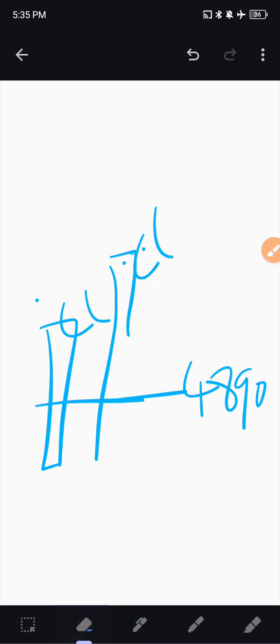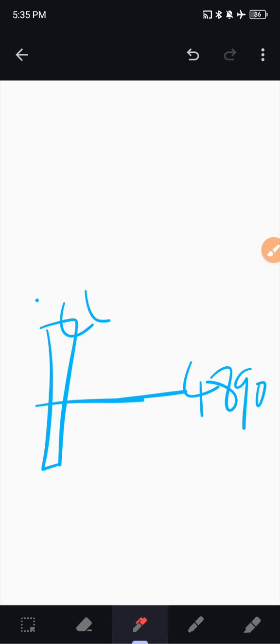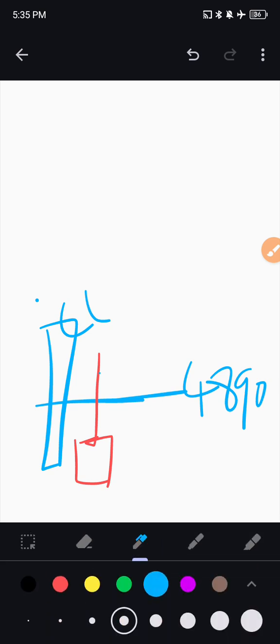But in a situation whereby you have a candle that comes with a long wick down and closes like this, please ignore that trade, because this red here is showing what? Rejection. This red is rejection.